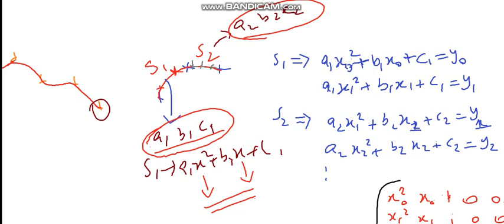So this is why we had to find these coefficients. Then we can calculate any interpolation data in between these points.